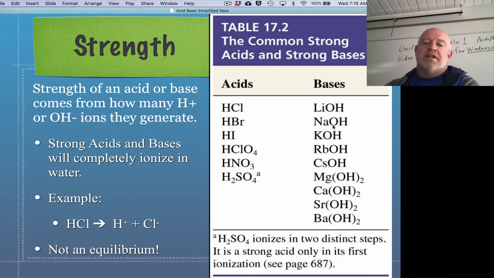It's good that you recognize these. So if we start talking about potassium hydroxide, you're like, oh, that's a strong base. I know it's going to completely ionize. Or if I talk about hydrochloric acid, you're like, oh, that's a strong acid. It's going to completely ionize, okay?